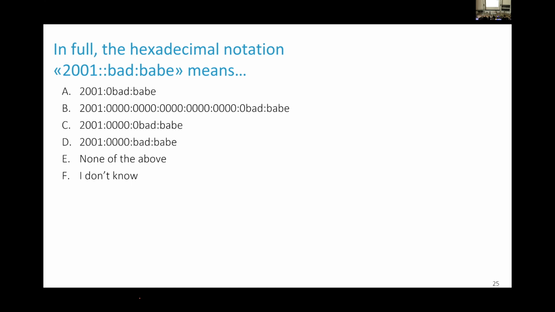The trick here is to count that there are 8 hex stacks, 8 blocks, 1, 2, 3, 4, 5, 6, 7, 8. And you just put as many zeros as you want in the part that corresponds to that. So many addresses will be compressed, but that's something you must be able to do, in particular to understand, for example, routing tables.